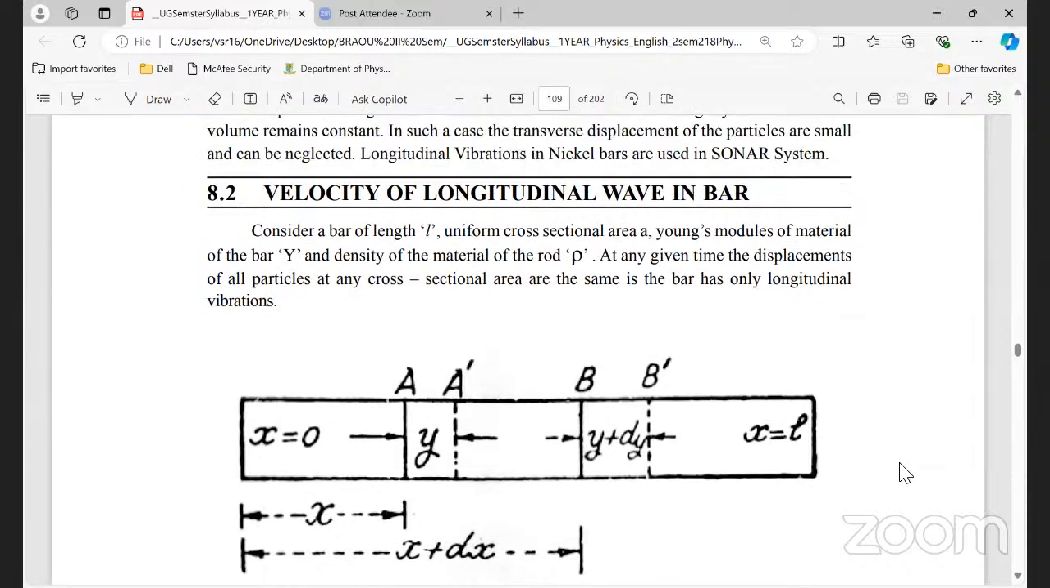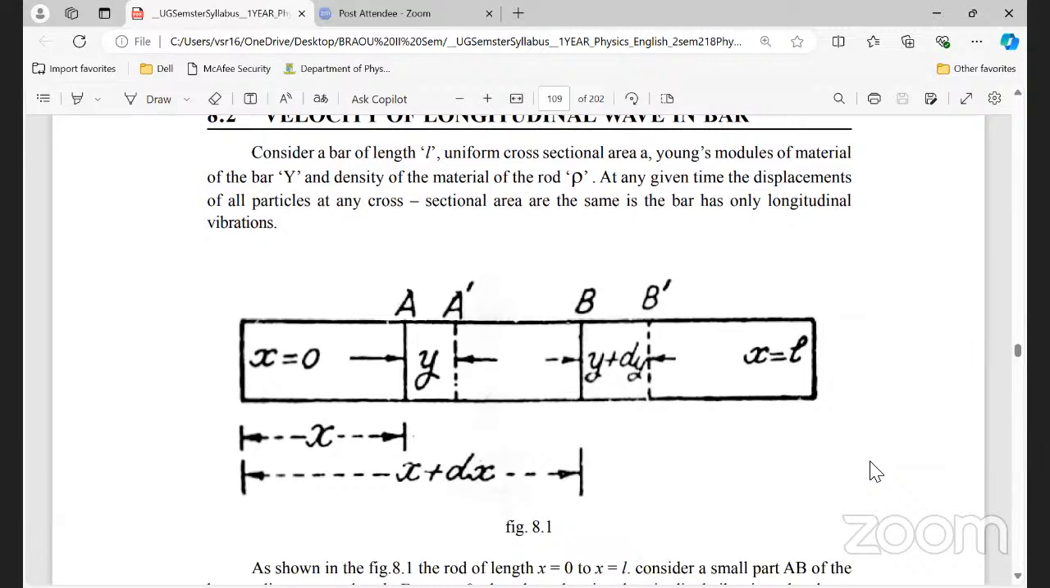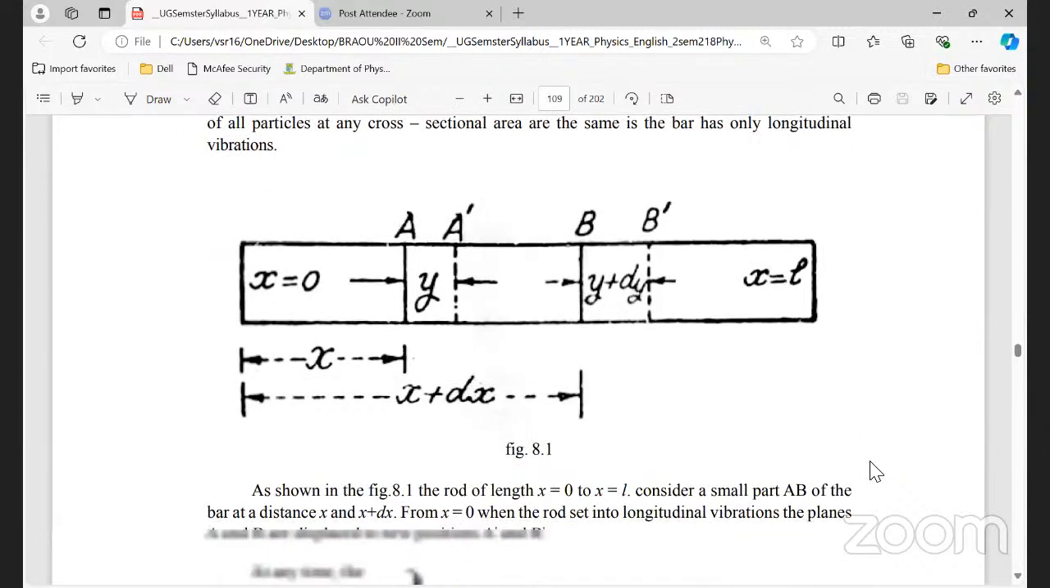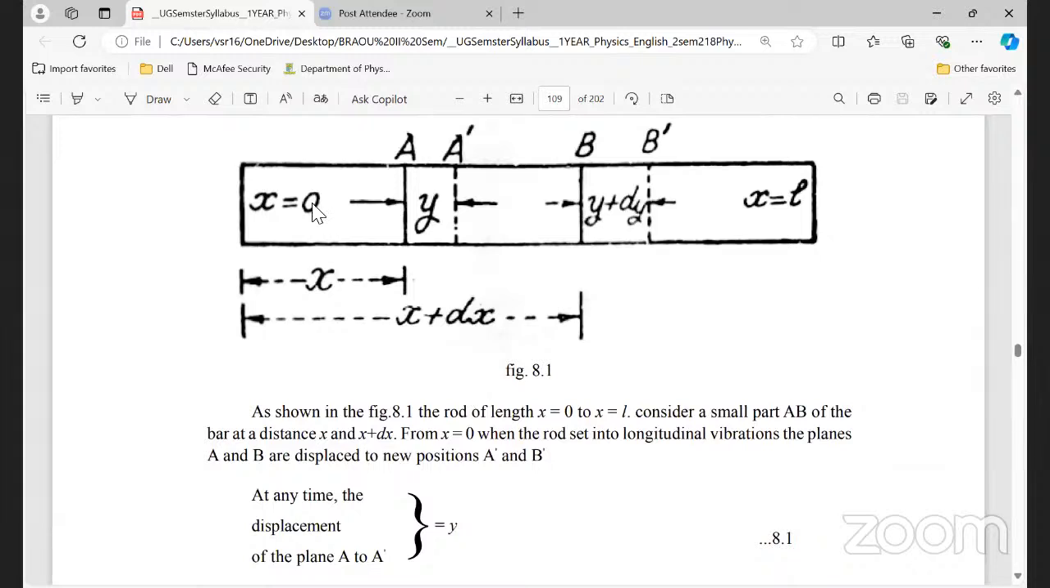Previously, we discussed the velocity of a transverse wave in a stretched string: v equals root of T by mu. Okay, that is the equation. So in this, let us find out the displacements of all particles at any cross-sectional area, which are the same in the bar, which gives you the longitudinal vibrations.